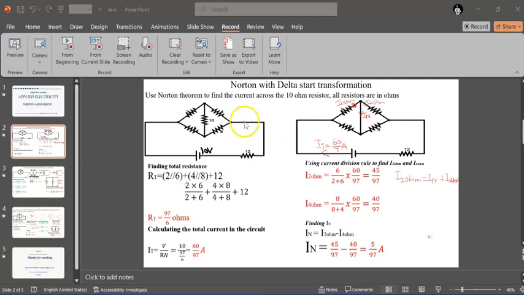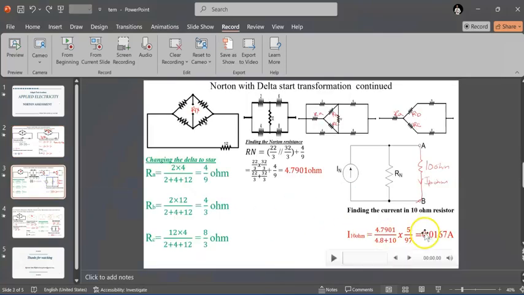We used Norton's theorem to solve this question. Then we found our IN as this, and finally we found the current through the 10 ohm resistor as 0.0167 amp. So now I want us to take the simulation and use it to really see whether we are getting the same answer or not, because we just check the values.